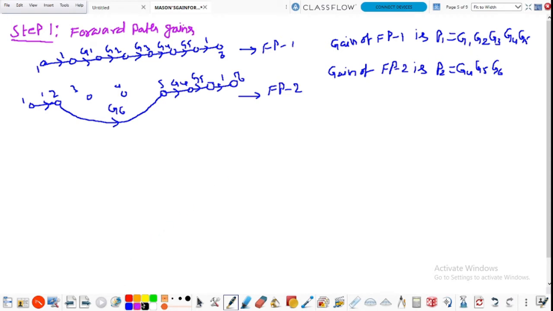Next, step 2: determine the individual loop gains. Step 2, determine individual loop gains.